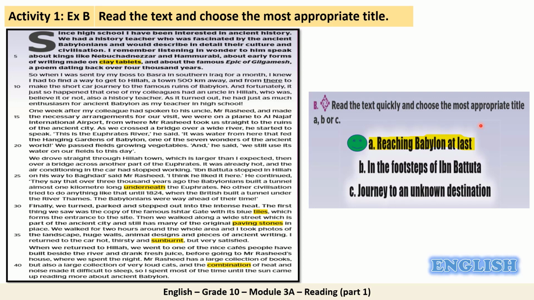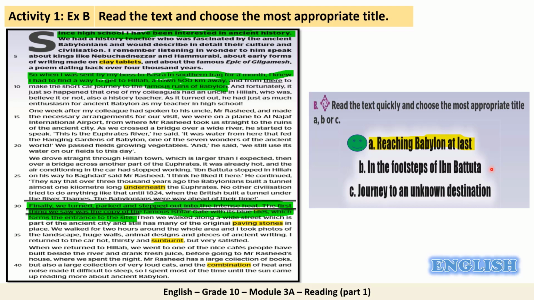Now let's quickly justify your answer. In the text, the writer was fascinated by the ancient Babylonians ever since he was in high school. But when he started working, he got an opportunity to go to Basra, which is in southern Iraq. From there, he made every attempt to visit Babylon, which was 500 kilometers away, and he finally succeeded. Hence, the title Reaching Babylon at Last.